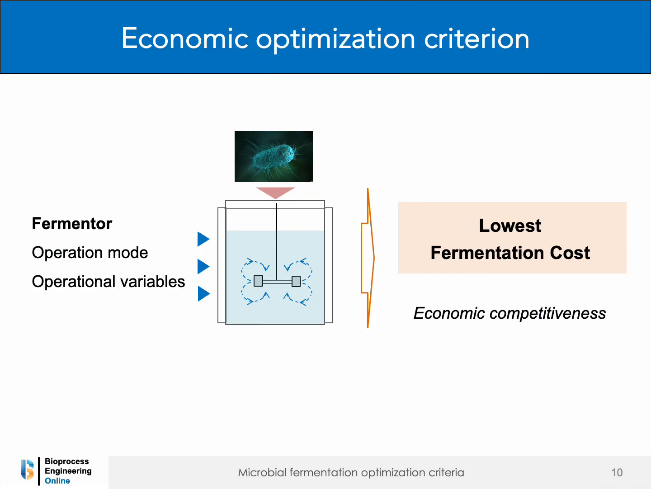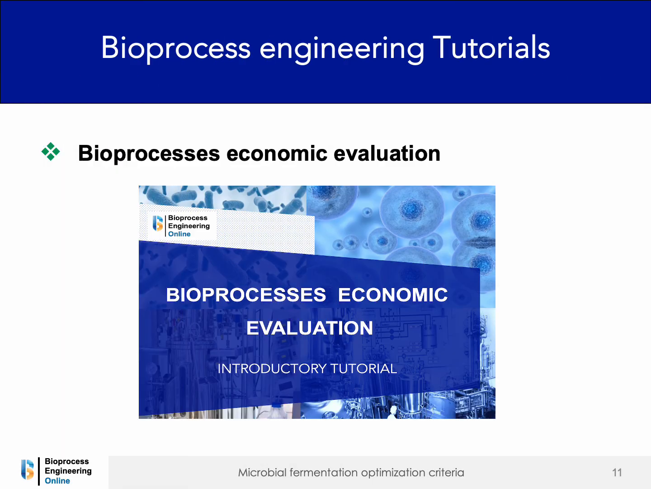The primary optimization criterion of a fermentation process is economic. In most cases, the operation is optimized to achieve the lowest possible production cost of the target product. Reducing production costs enhances the economic competitiveness of the fermentation process and improves its viability at industrial scale. The general methodology for bioprocess cost evaluation is described in an earlier tutorial.